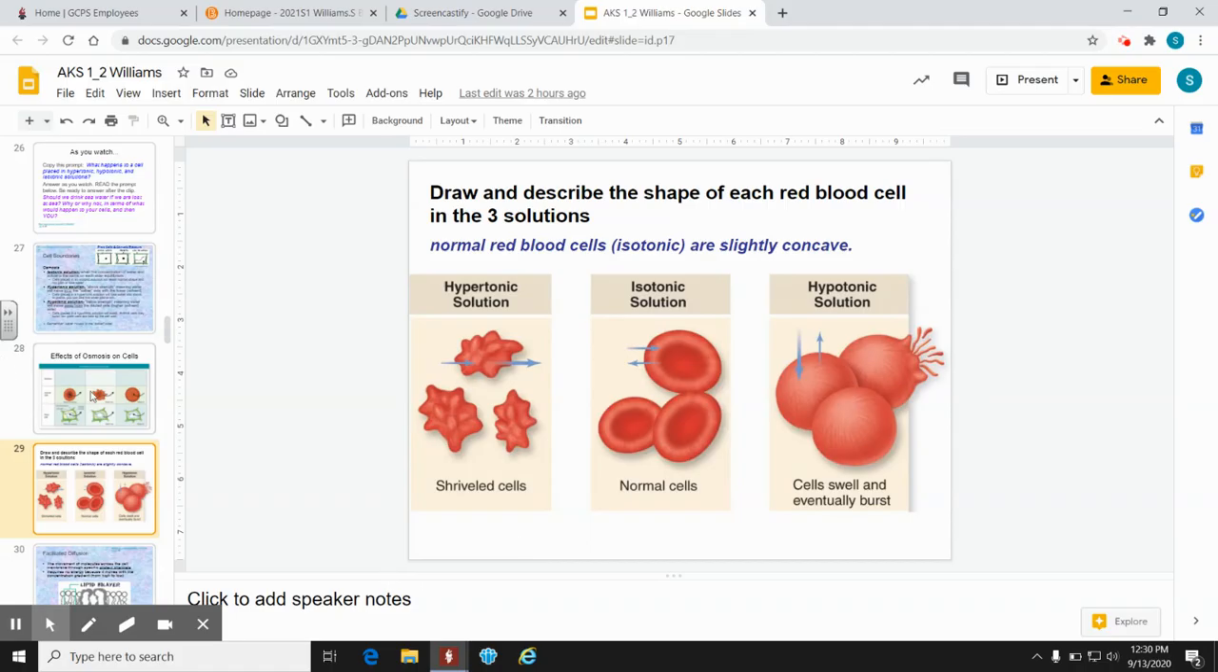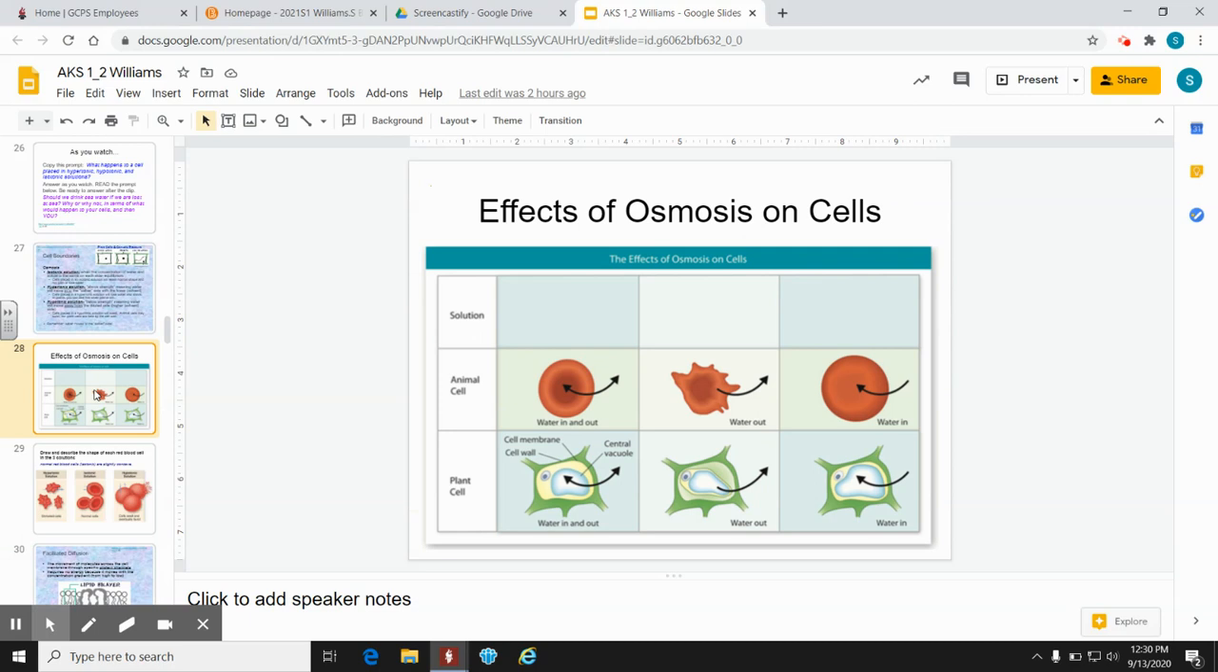So let's go back a slide. So in here, you have a net movement in and out. So this is the isotonic solution. You have a net movement out. This is the hypertonic solution. You have a net movement in. This is the one that is in a hypotonic solution. Okay. All right. We have one more kind of diffusion to talk about.